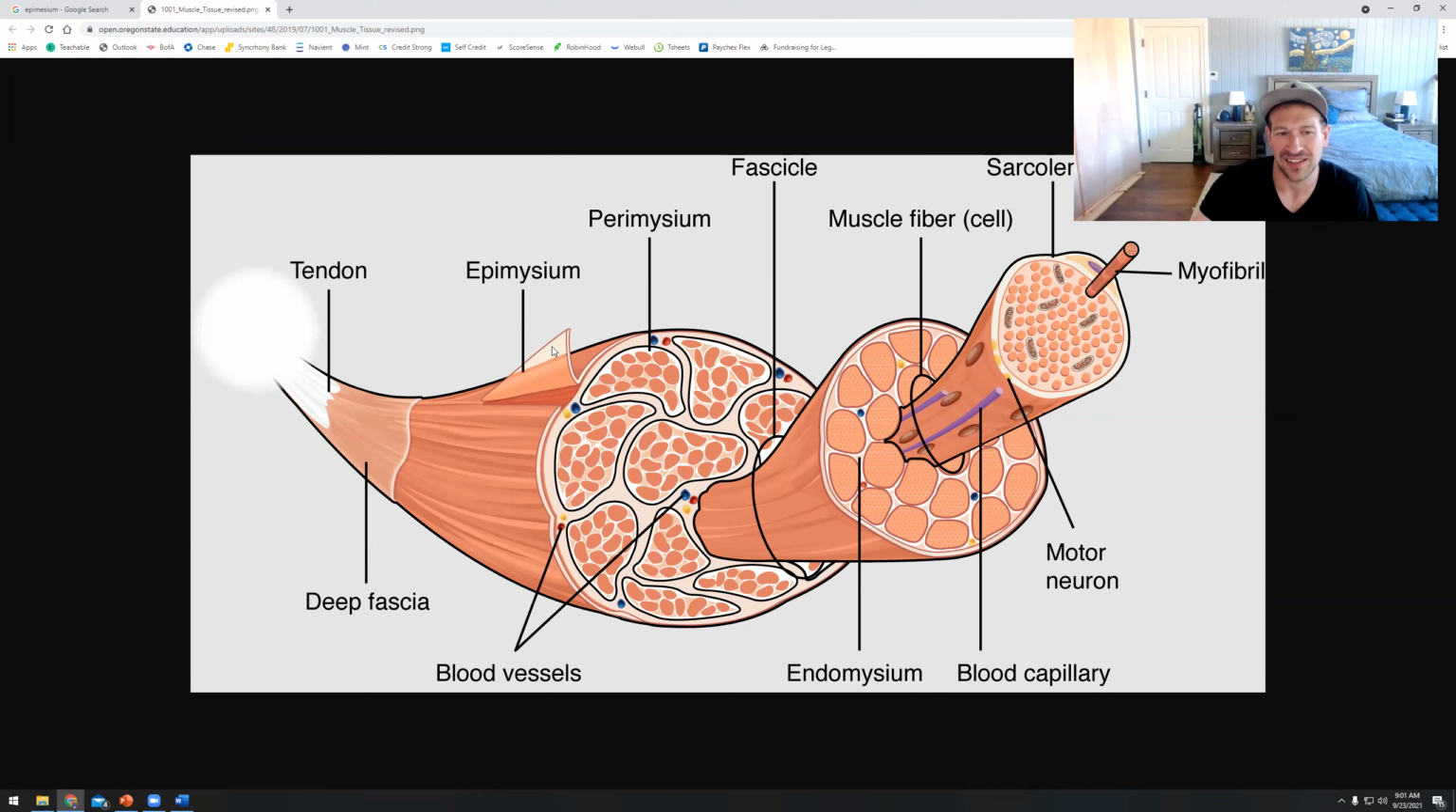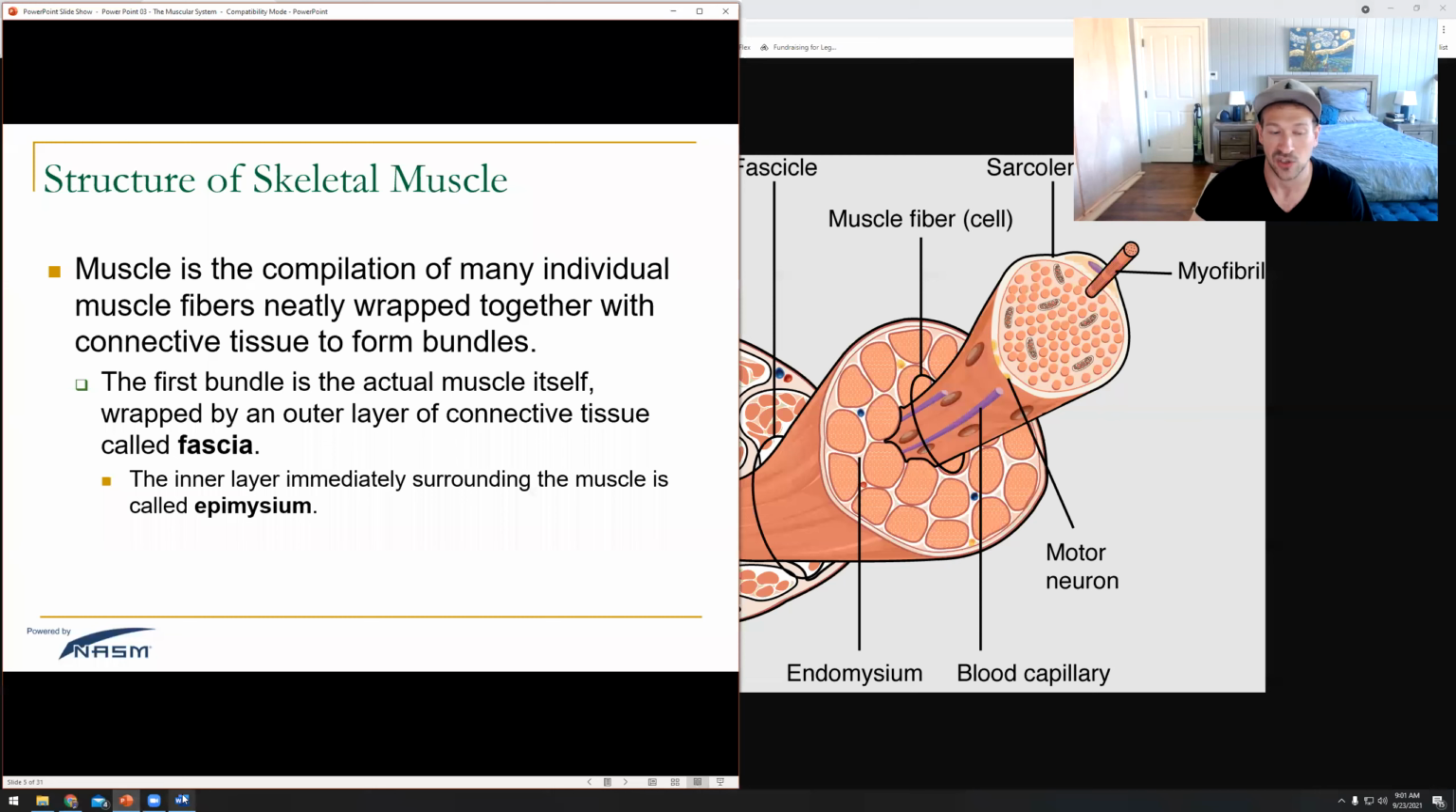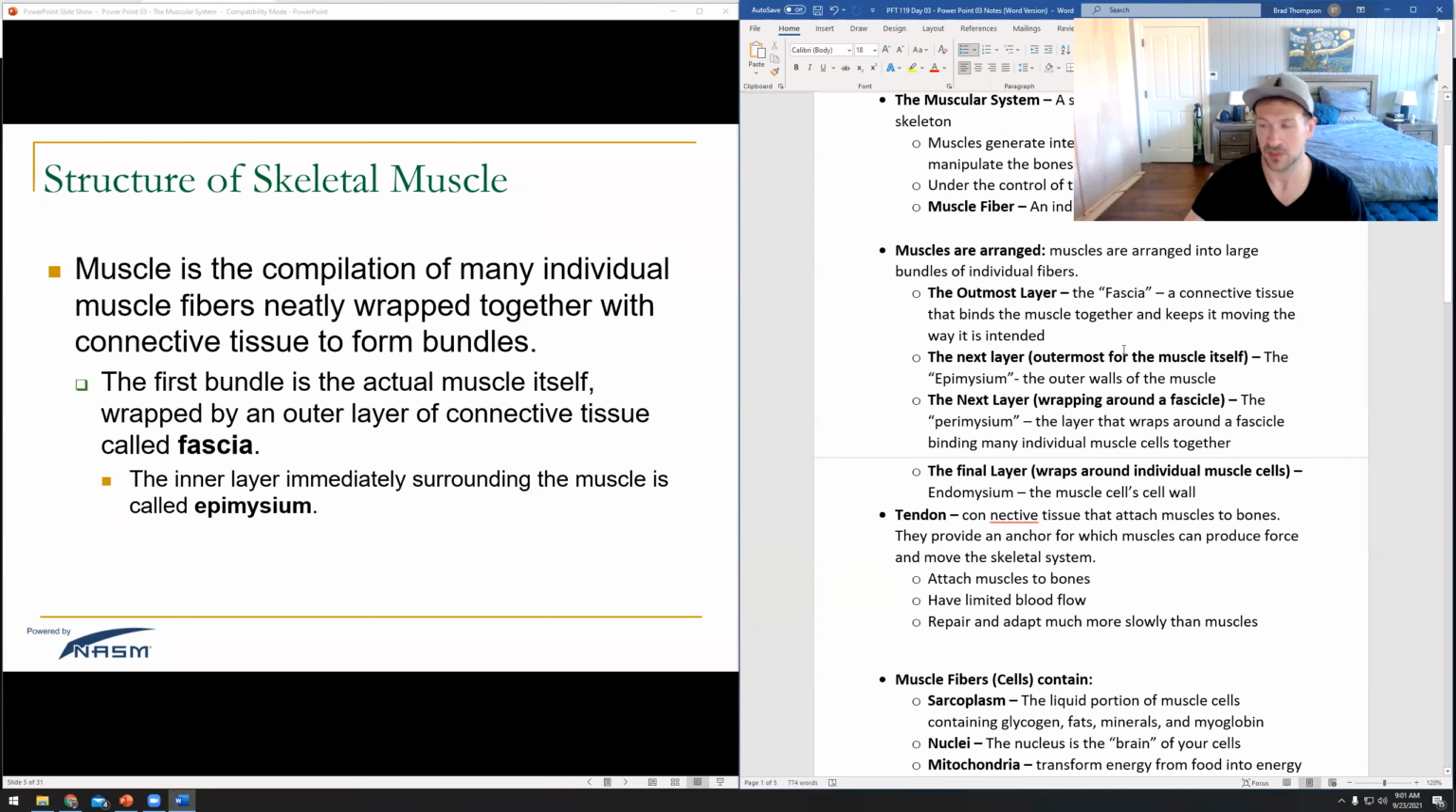And so there we go. There you can see this outermost layer right here that's surrounding the muscle. It's like a wrapper around the muscle that is bundling together all of these fibers right here. So that outermost layer of the actual muscle itself, that's the epimysium. It's around the epicenter, right?